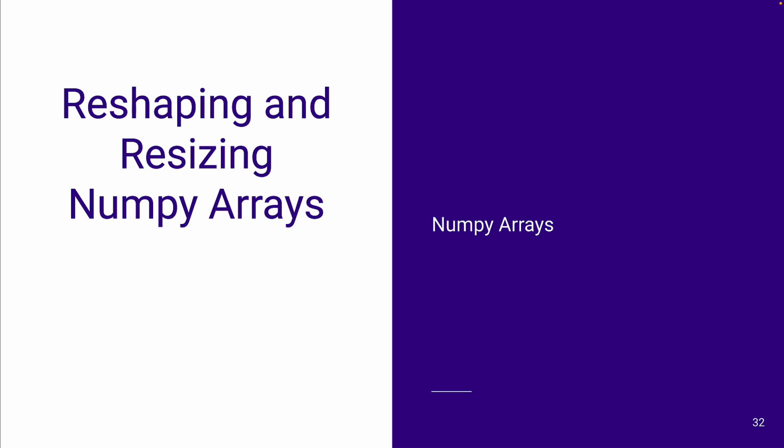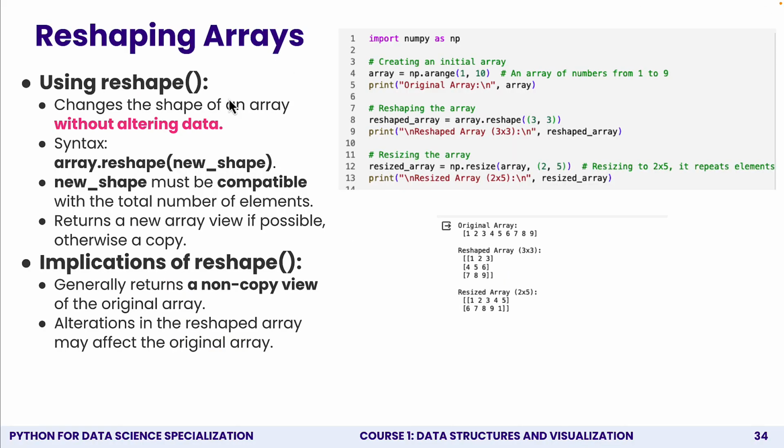Okay, so today we're going to continue with Numpy arrays and we'll talk about reshaping and resizing. So basically reshaping and resizing are going to change the structure of the Numpy array, but in different ways. Now, this is about reshaping. We use the function reshape to change the shape of an array without altering the data of the array. So what does it mean? If you have an array like this, 1, 2, 3, 4, 5 until 9, and you reshape it to 3 by 3, you're going to have the same elements, not changing the elements.